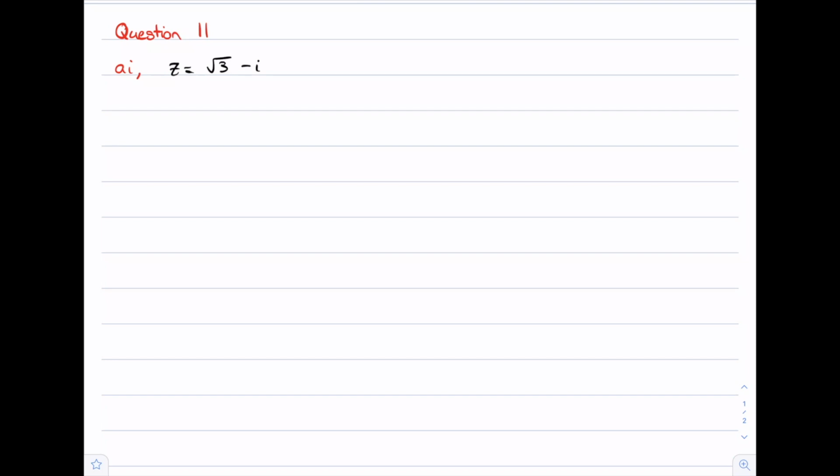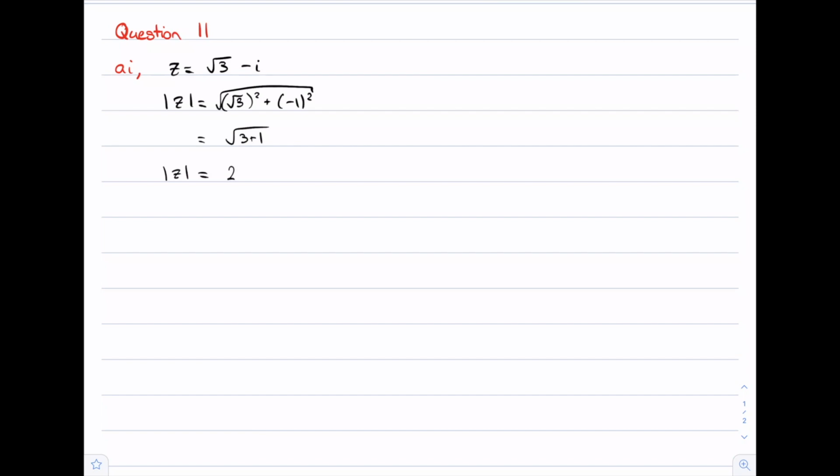To get mod arg form, we need to work out the modulus and we need to work out the argument. So let's do the modulus first. The modulus of z is going to be the real part squared plus the imaginary part squared. Now the imaginary part here is -1. It's not -i. It's the coefficient of i, which is the imaginary part. So -1 squared, and then we have to take the square root of that. This will be the square root of 3 plus 1, which is the square root of 4, which is 2. So our modulus, the mod of z, is equal to 2.